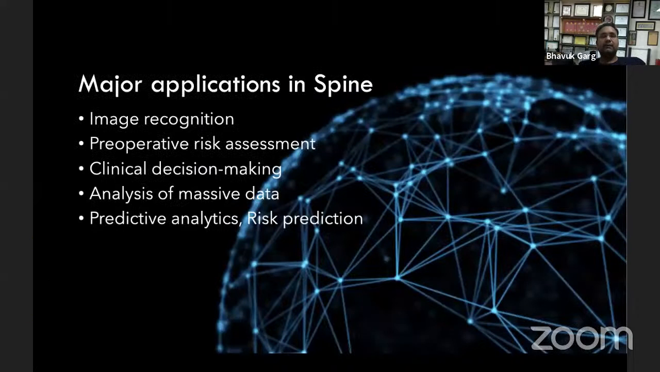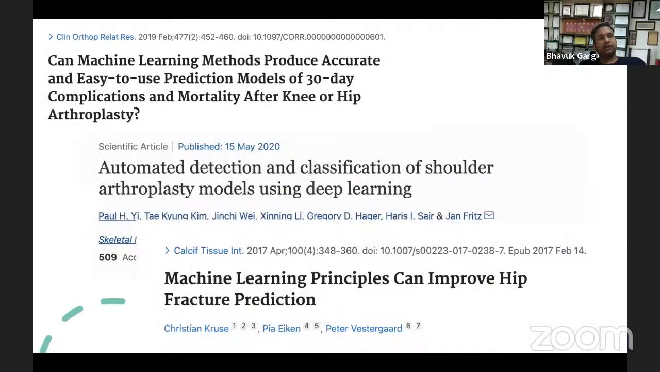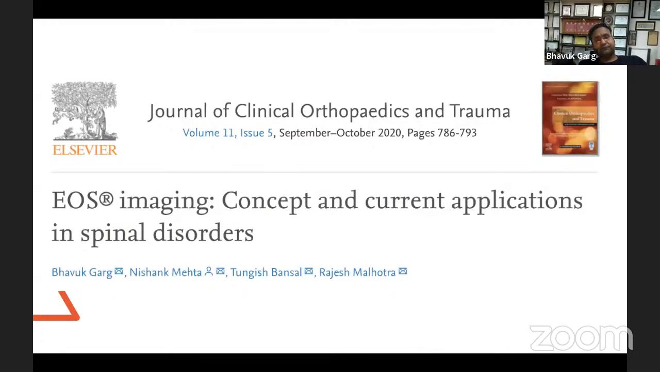So the major applications in spine come in image recognition, preoperative risk assessment, clinical decision making, analysis of massive data, and predictive analysis as well as risk prediction. There are several papers coming up in this field, where they can predict the mortality and morbidity after these surgeries.